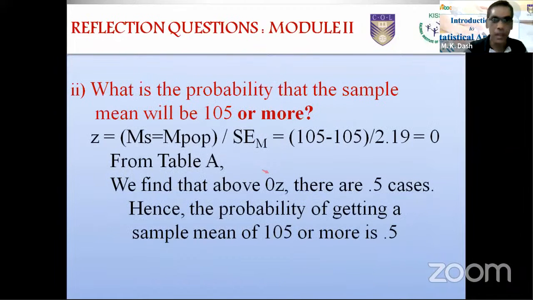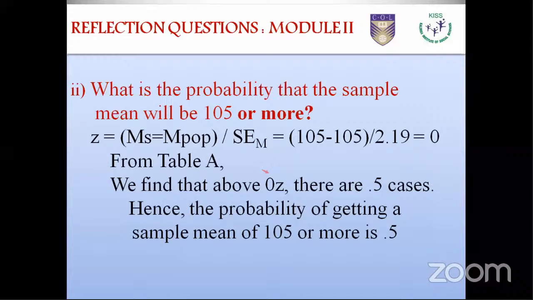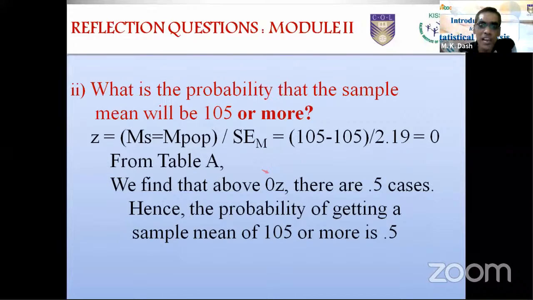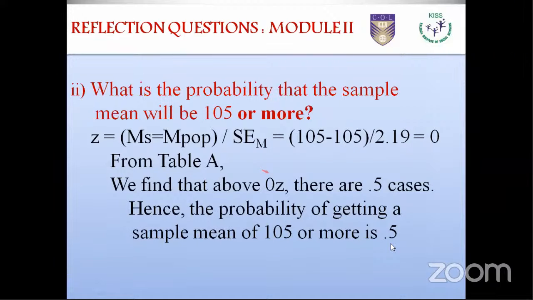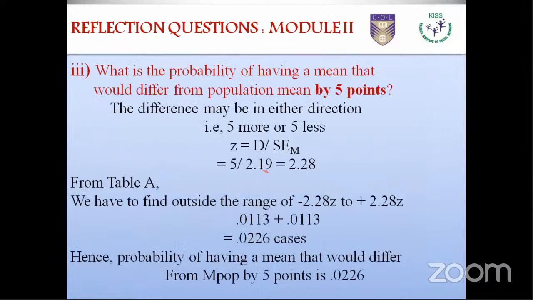Coming to the second bit. What is the probability that the sample mean will be 105 or more? The question is slightly deviated. Just like in the standard 10 and 12, we are making slight changes in the question. 105 or more. Find out sample mean minus population mean and see how much you are getting. So here you will get this value. The moment you get that value, we find that there are 0.5 cases. Hence, the probability of getting a sample mean of 105 or more is 0.5.